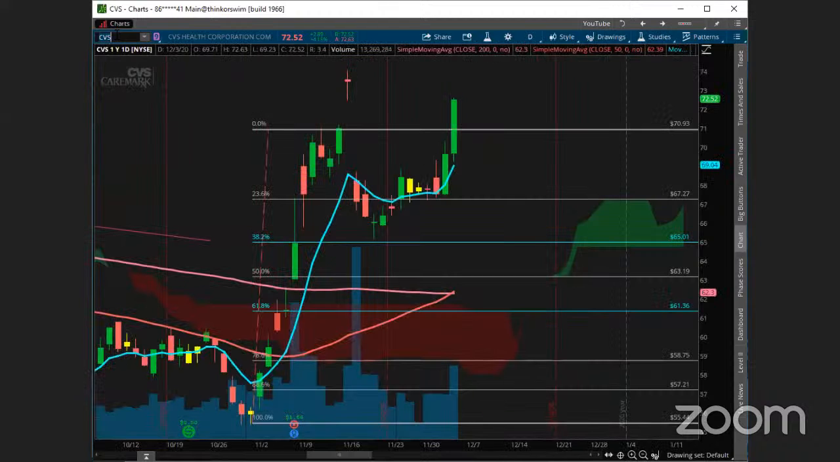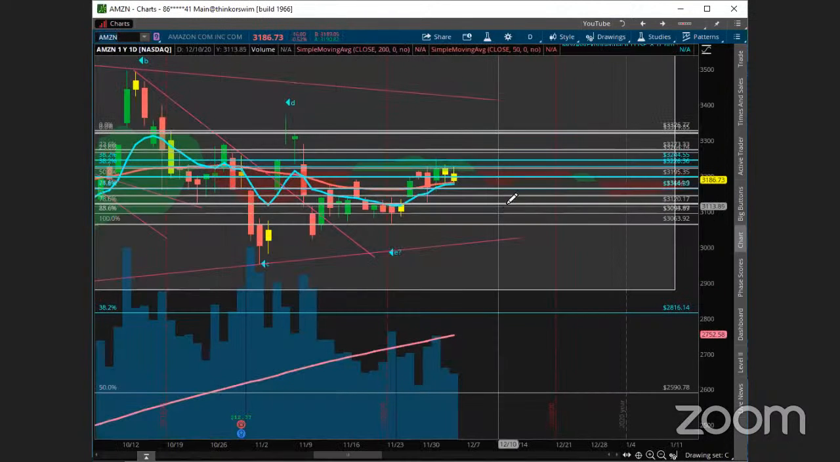CVS, I know this thing's just a monster. Kind of worked its way up into the gap up there. Some good volume on that one. Let's see if that can get some follow through to the upside as well. And Amazon with a double inside day.